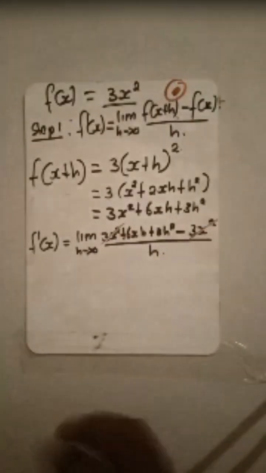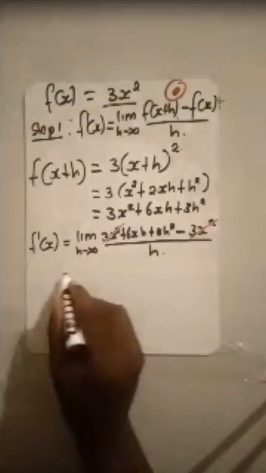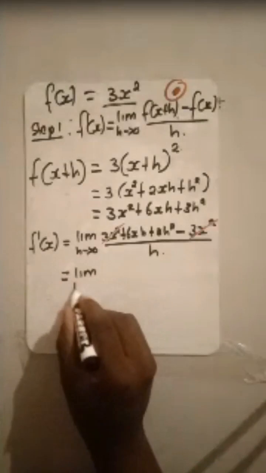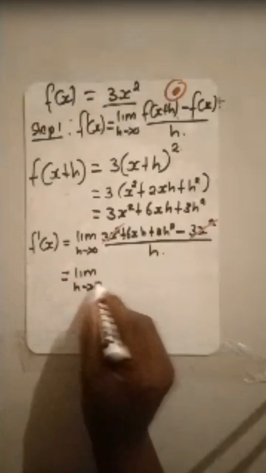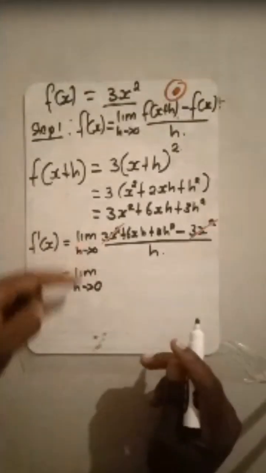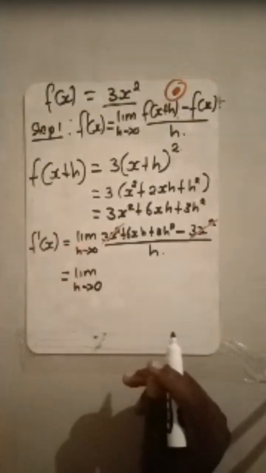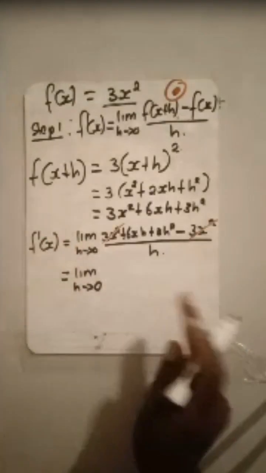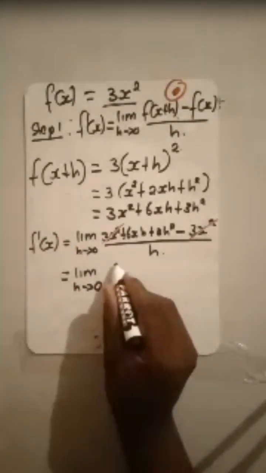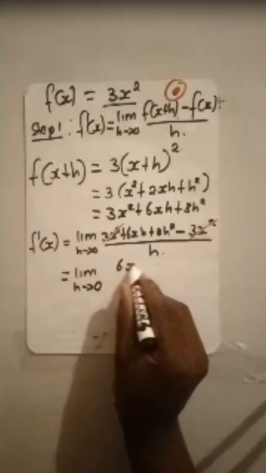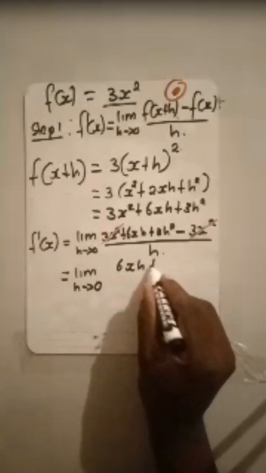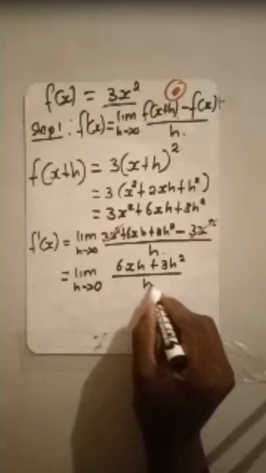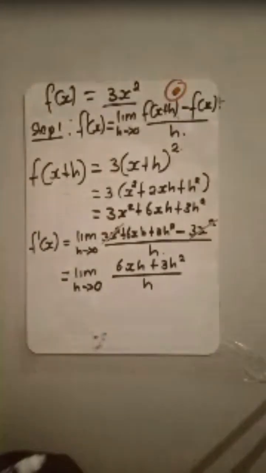Right, so from there, you are going to say equals to, don't forget the notation, limit h tends to 0. If you forget the notation, you are going to lose 1 mark for notation. So don't leave limit h tends to 0. So now we are left with 6xh plus 3h squared over h. Right.